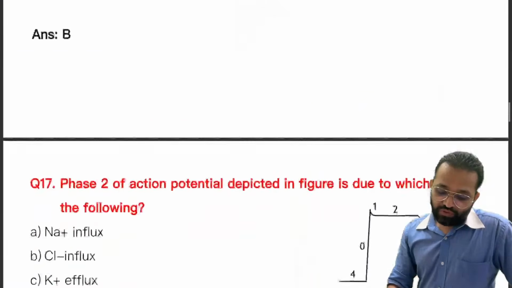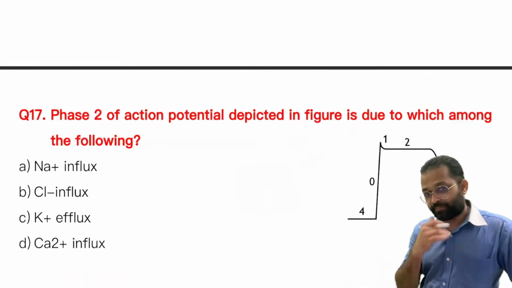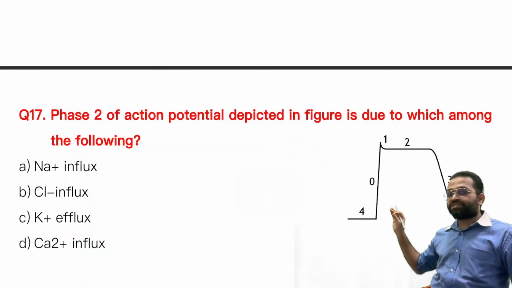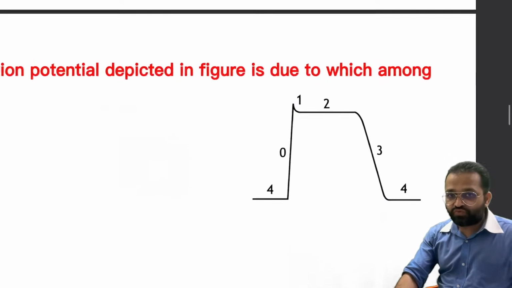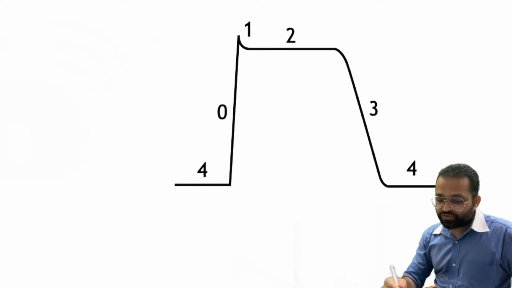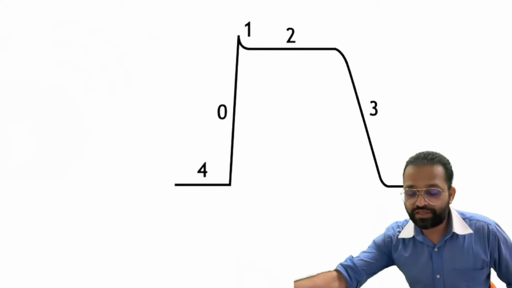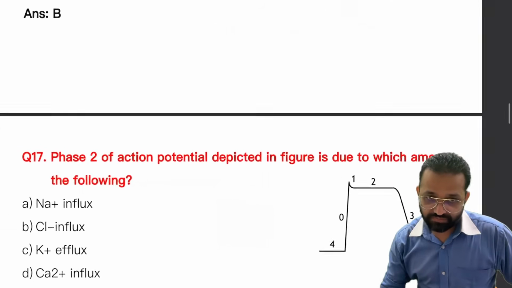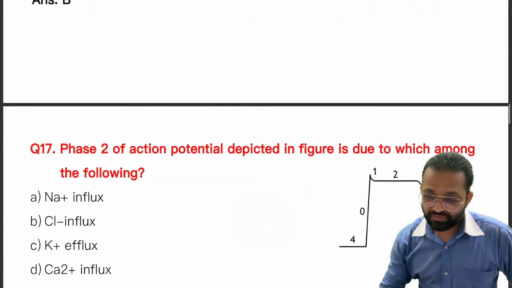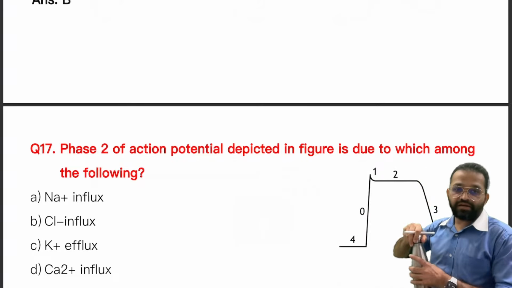Now, look for the next. Phase 2 of the action potential depicted in the figure is due to what? So this is phase 2. Can you tell me what is your answer? Comment in the comment box.